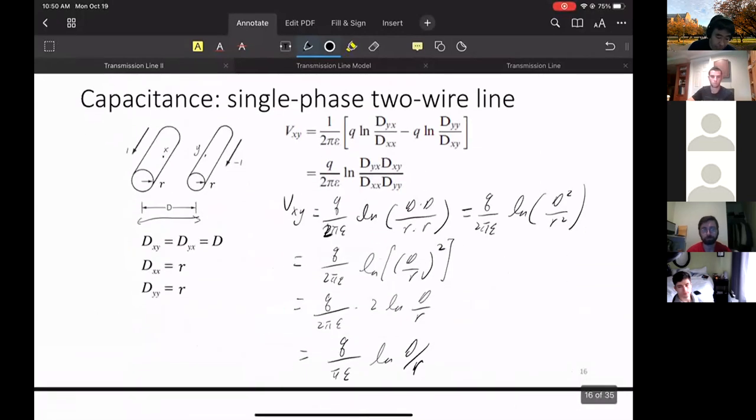And then if you plug in some simplifying notation, you get pi epsilon log of d over r. And this two comes from the fact that you have two wires. So twice the potential this way. All right, so this is the voltage between the two wires.